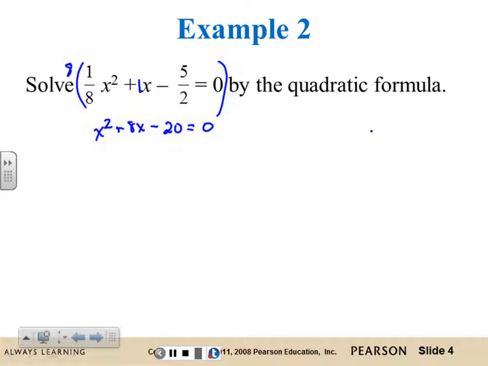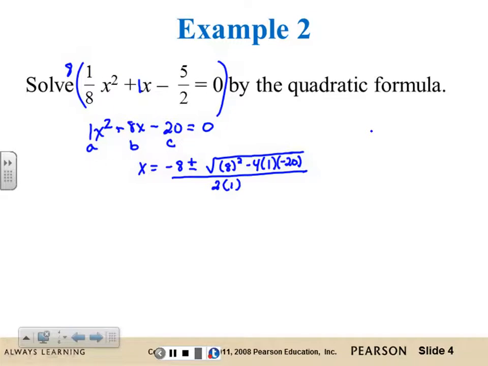Alright, so again, your a is your 1, b is going to be 8, and c is going to be negative 20. So we have x equals opposite of b, which is going to be negative 8, plus or minus the square root of b squared, which is going to be 8 squared, minus 4 times a, which is 1, times c, which is negative 20, all over 2 times a, which is 1.